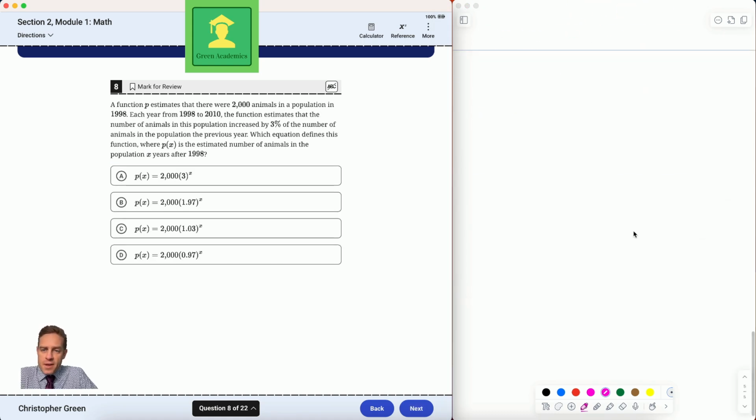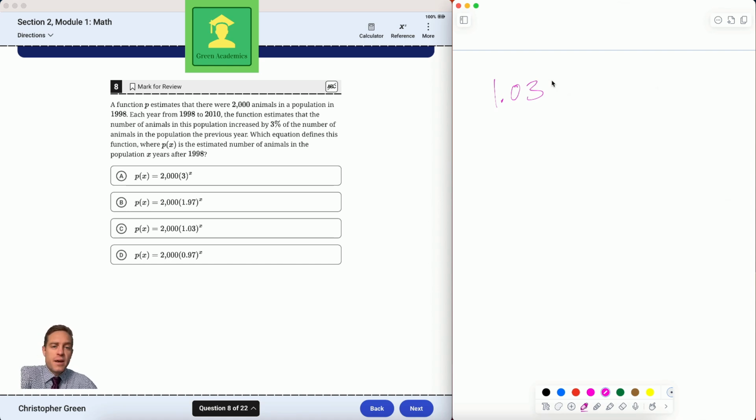A function p estimates that there were 2,000 animals in a population in 1998. Each year from 1998 to 2010, the function estimates that the number of animals in this population increased by 3% of the number of animals in the population the previous year. So increasing by 3% is multiplying by 1.03. I always teach students to think of percentage change as multiplying. Increasing by 3% is multiplying by 1.03. So it seems like it should be C as in cat, but let's finish and read the rest of this.